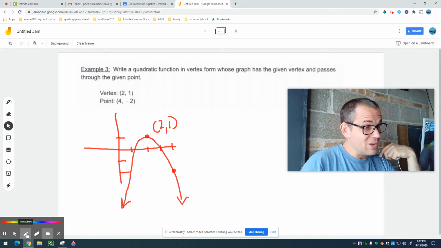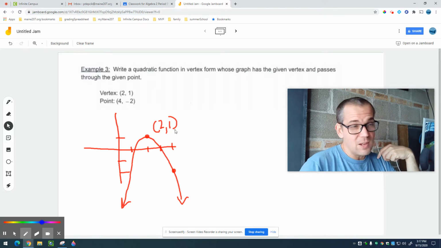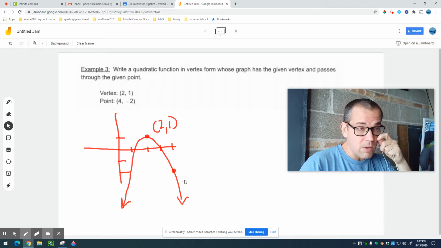So the next thing I've got to do is figure out how to change this pen color because I do not like writing in red. It makes me angry. All right, I did it.